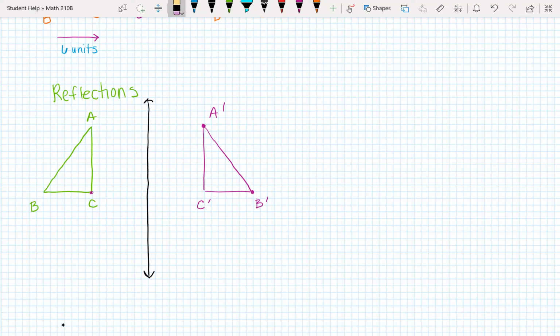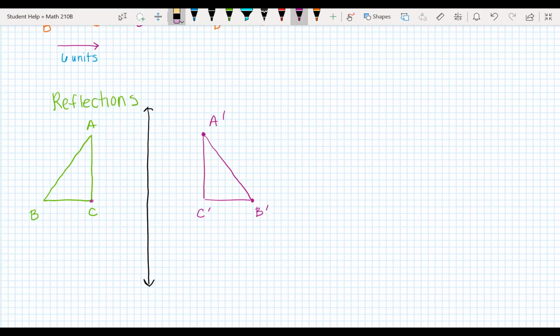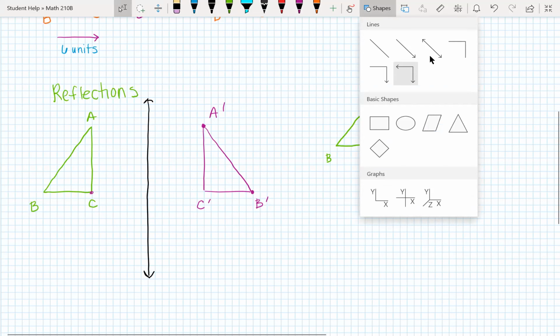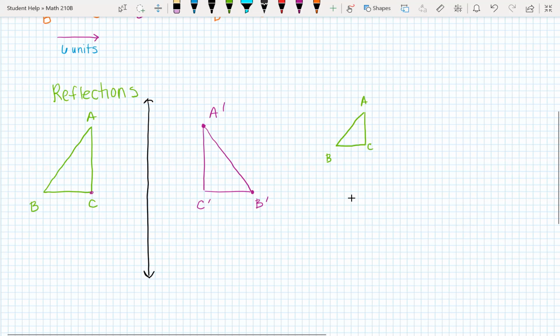Now, what if I have a line that's drawn not straight up and down or left, right? What if it's drawn in a different location? Let's do a second example here for reflection. I'm going to draw a smaller triangle here. And again, I'll label it B, A, and C. And suppose that I have a line. Let me actually draw a line like this.